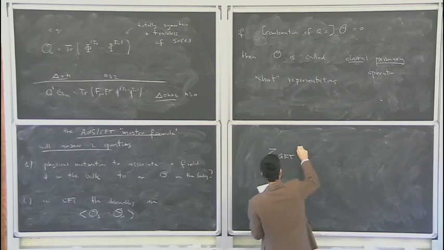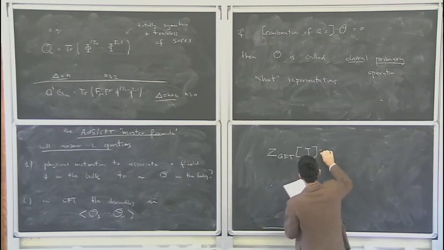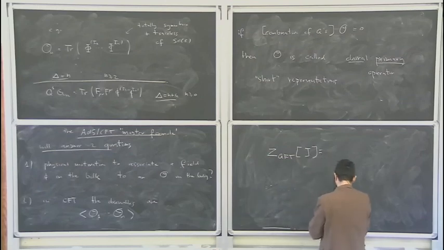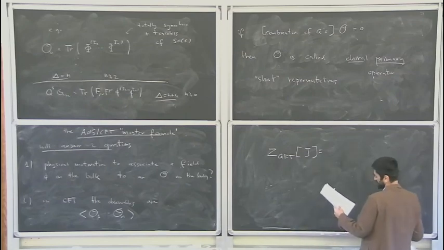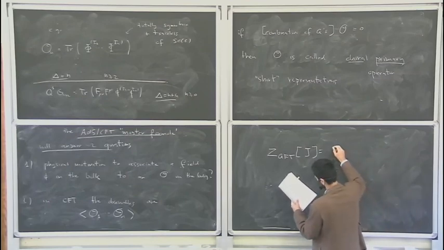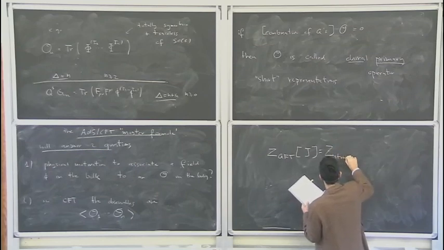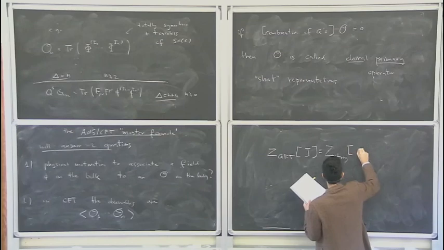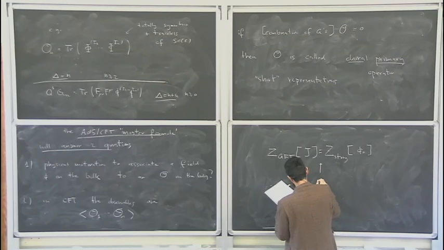Z of the QFT as a function of J is equal to Z of string as a function of phi 0, where J is equal to phi 0. Let's really give the simple version, without any explanation.